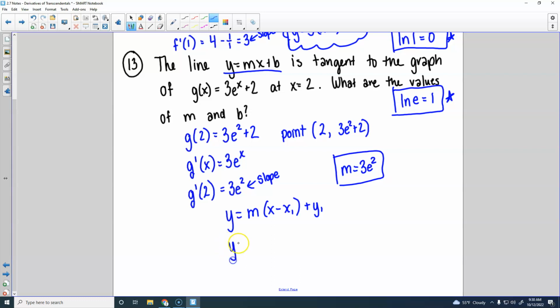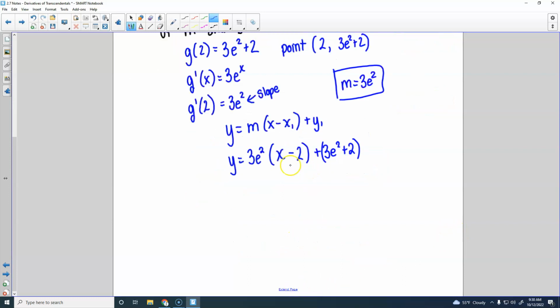So we are going to do y equals 3e squared x minus, you've got to be careful right here. You are subtracting, I'm sorry, not right here. This is not where you've got to be careful. You've got that minus 2, and then you've got plus 3e squared plus 2. You don't have to be as careful as I was thinking, because since that's our y coordinate, these parentheses are not totally necessary because you just have positive here. But if you have a negative, or if that was your x coordinate, you've got to be real careful right there.